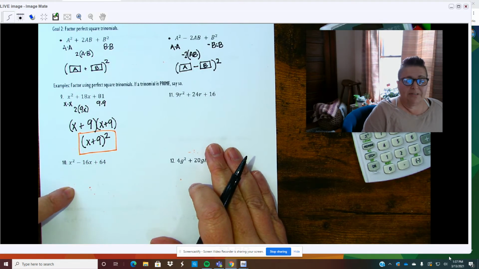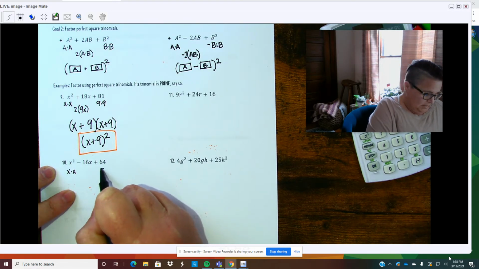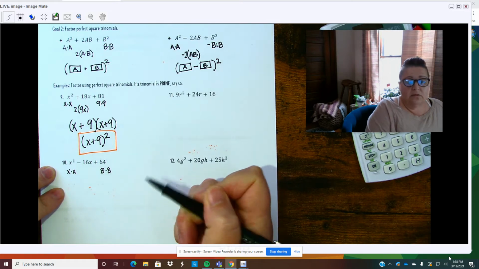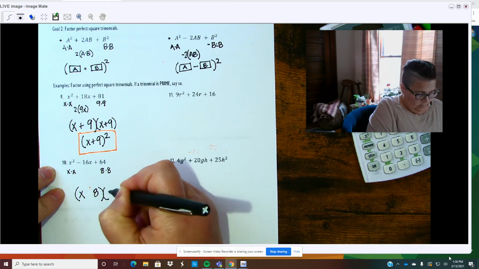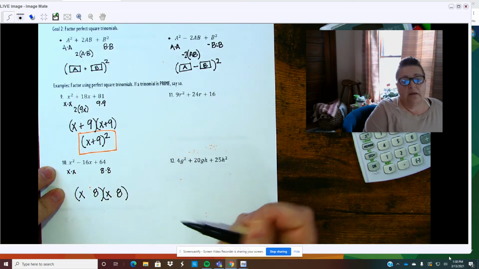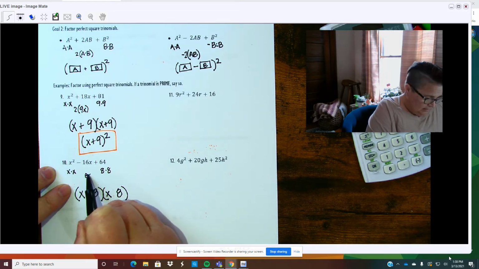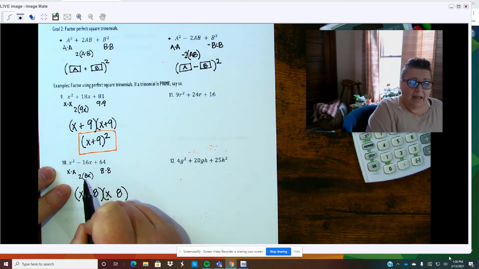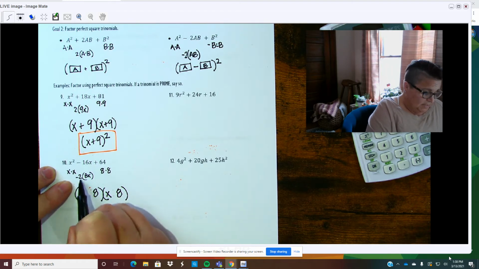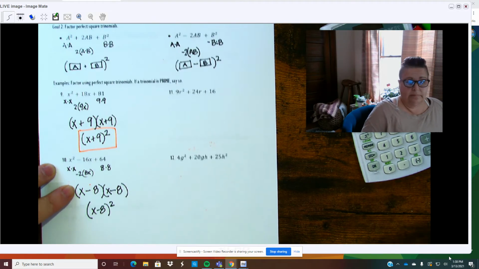All right, taking a look at number 10. X squared is indeed x times x. 64 is indeed 8 times 8. So this should be x and 8 with another x and 8. Now, the question is, if I take the 8 and x and I double it, do I get the 16? I do, but I have to use a negative. And since I have to use a negative, this will be x minus 8, or x minus 8 squared.